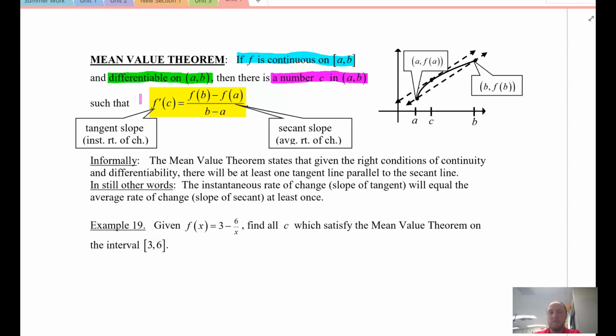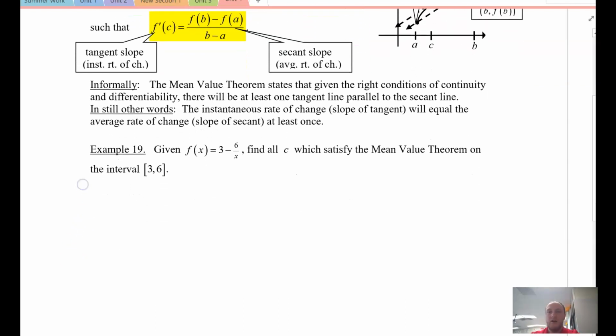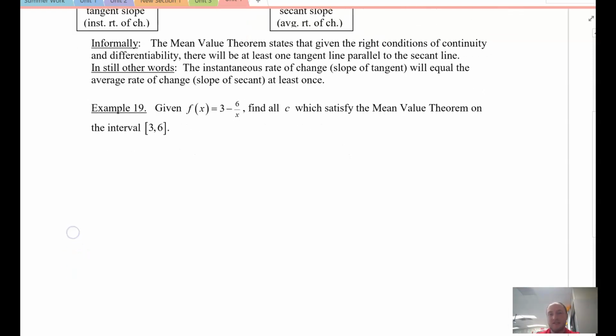Okay, so informally, the mean value theorem states that given the right conditions of continuity and differentiability, there will be at least one tangent line parallel to the secant line. In other words, the instantaneous rate of change will be equal to the average rate of change at least once. Okay, so here's an example.